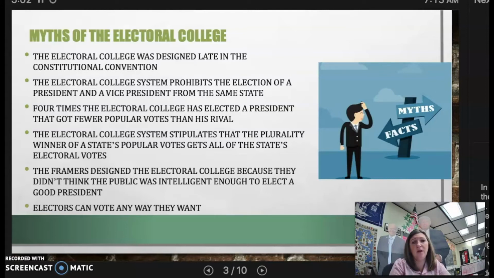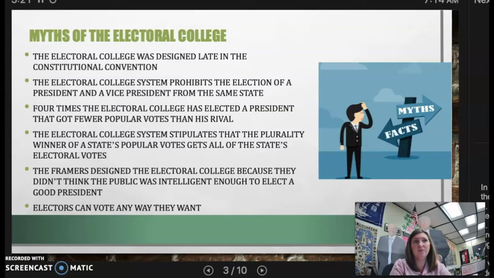They could definitely shake up the system if there was not a winner-take-all. Like, in Pennsylvania, there's 18 districts. If Pennsylvania changed it so you have to win 10 of the 18, then you win the state. That would definitely make Pennsylvania more of a Republican-leaning state, but it's not that way.